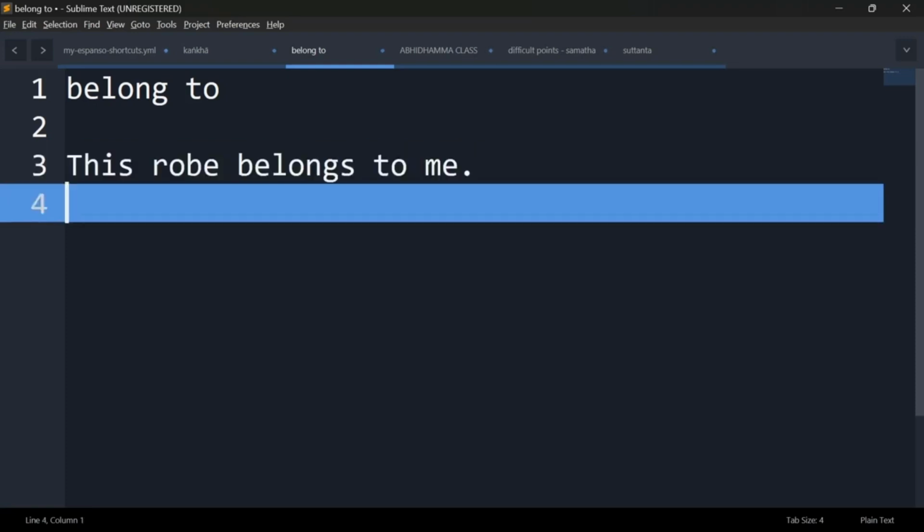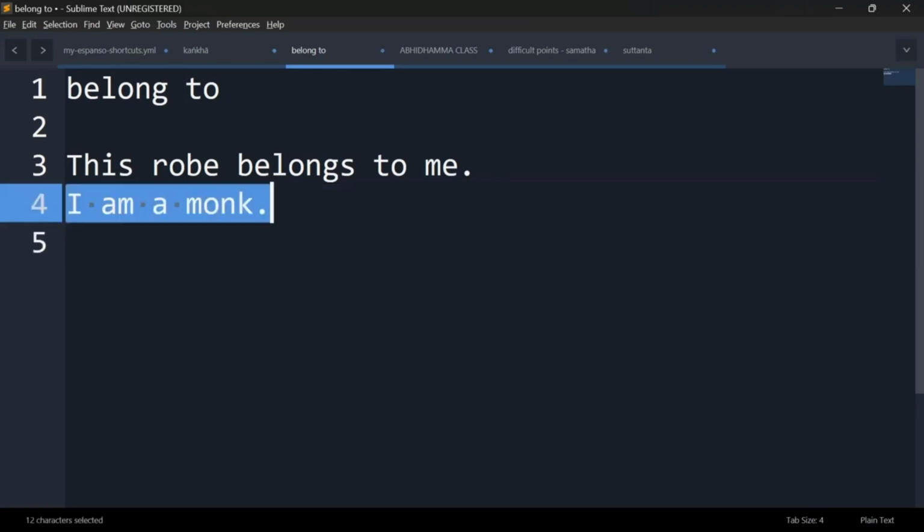Then there's no preposition. This robe, yes. But I want to use a preposition. The robe belongs to me. I make another clause. For example, I am a monk. Let's see if this works. This robe belongs. I am a monk. Okay, I think it will work.